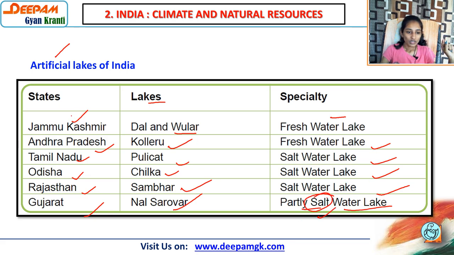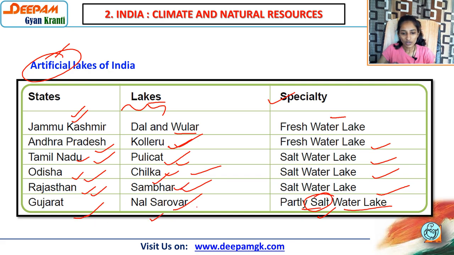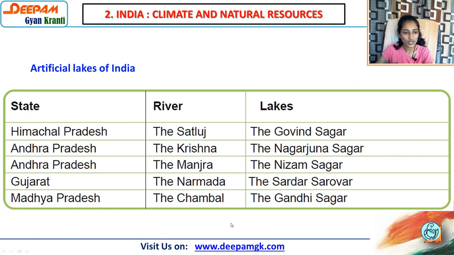So Jammu and Kashmir, Dal and Wooler, fresh lakes. See, it is an artificial lake. Then Andhra Pradesh, Koleru. Tamil Nadu, Pulikat. Odisha, Chilka, the biggest lake of India. Then Rajasthan, Sambhar, and Gujarat, Nal Sarovar. It is also very famous for the birds, migrated birds from foreign countries, so it is also very important.